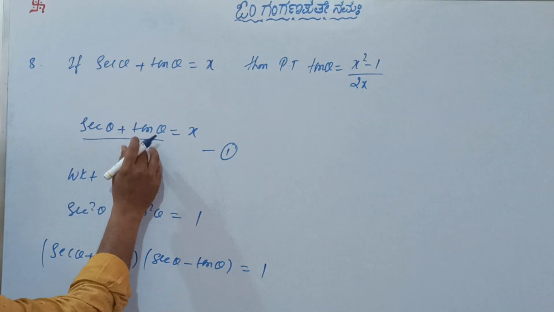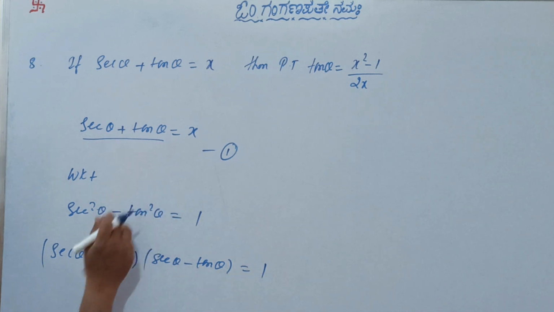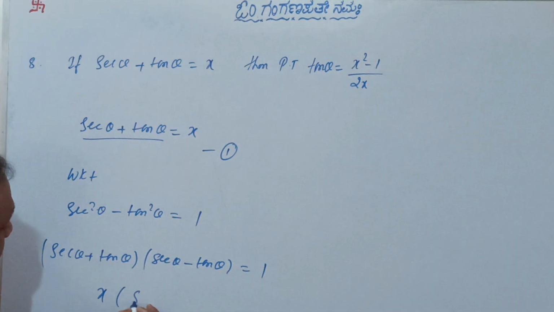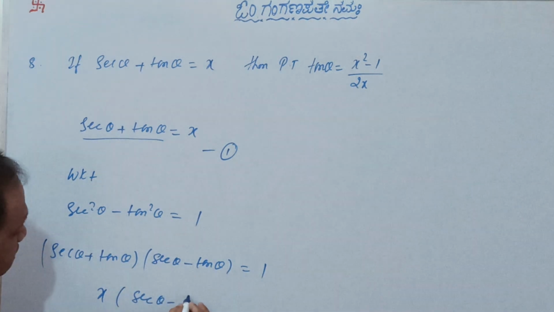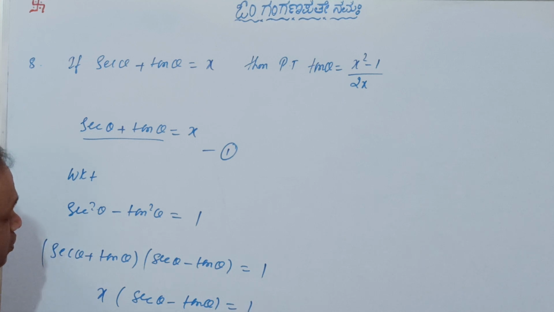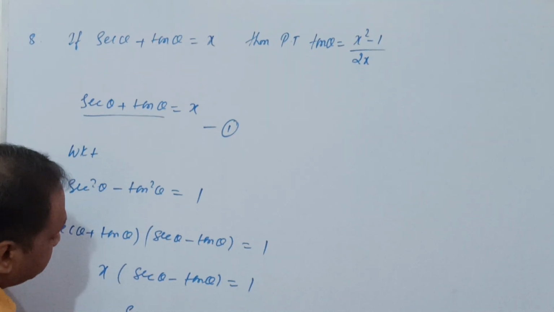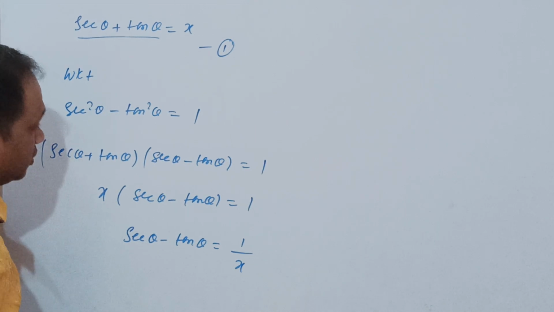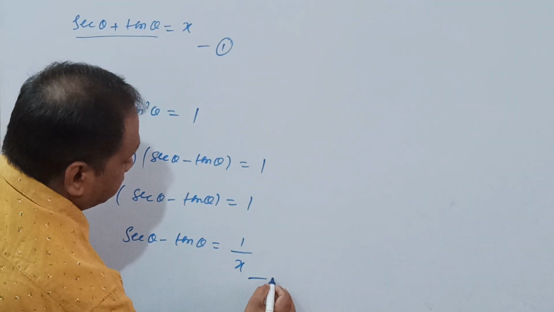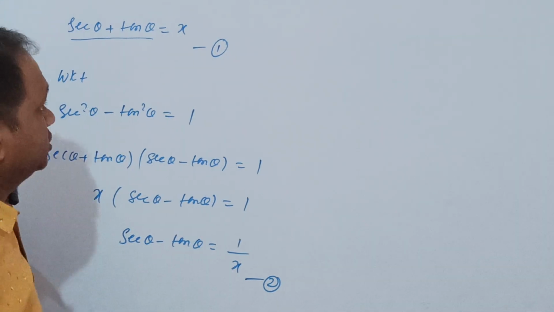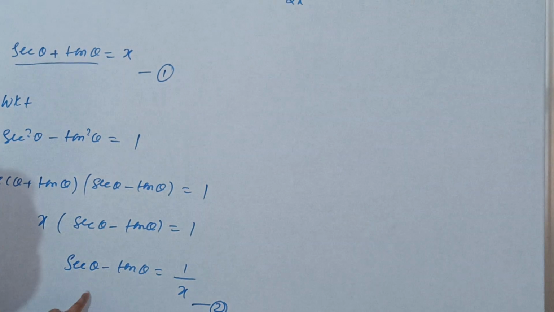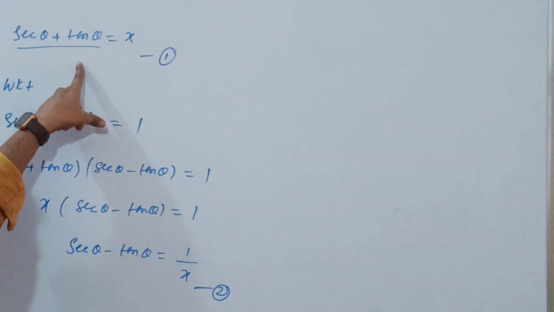Here we know the value of sec theta plus tan theta. I will put the value here: sec theta plus tan theta is x, so x into bracket (sec theta minus tan theta) is equal to 1. I will transpose x to that side, that is sec theta minus tan theta is equal to 1 by x. I will name this one equation number 2. By observing the RHS over here, we need x square minus 1. That's why I will subtract equation 2 from 1 over here.